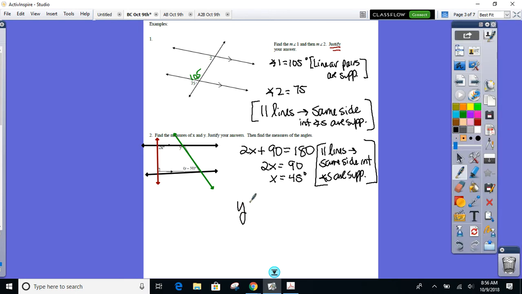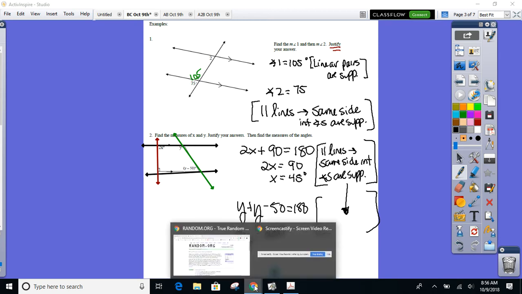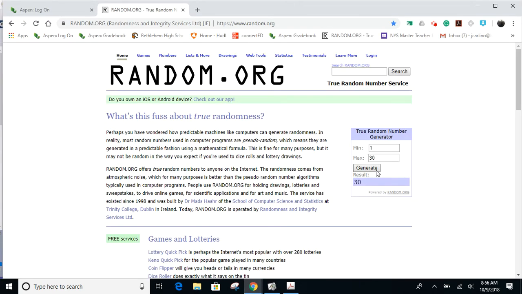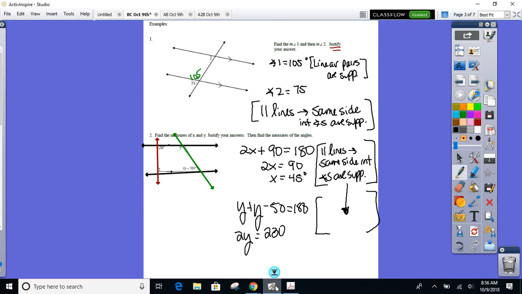All right, you guys are on a roll. So y plus y minus 50 equals 180. We're going to use the same justification. I don't know if you just want to draw an arrow or write it all over. It's up to you as well. Go ahead and solve for y. When you're ready, take your time though. When you're ready, let me know the value of y.